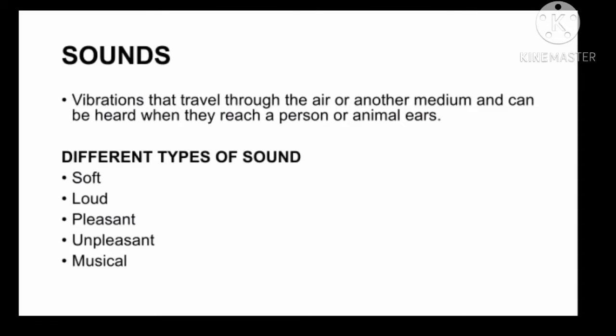Sound is caused by the simple but rapid mechanical vibrations of various elastic bodies. These, when moved or struck so as to vibrate, communicate the same kind of vibrations to the auditory nerve of the ear, then appreciated by the mind. So to understand it very well, anything that we hear around us is sound. So, these are the different types of sound: soft, loud, pleasant, unpleasant, musical.